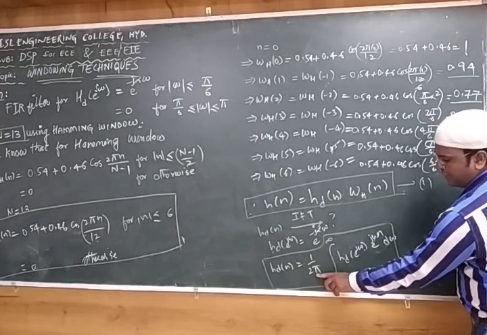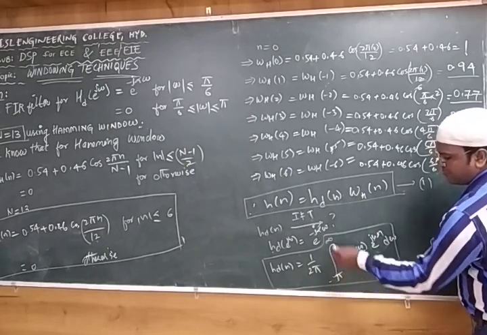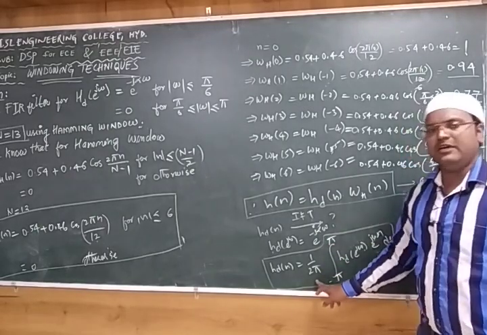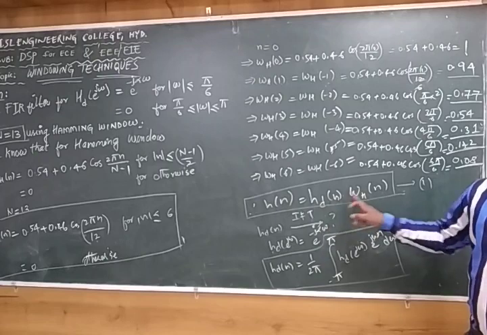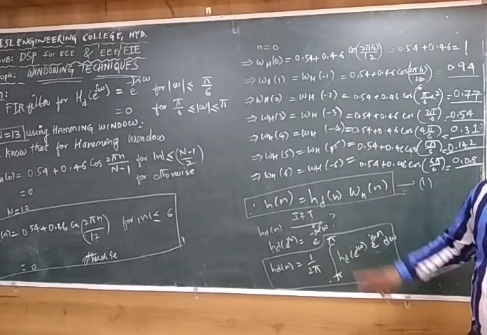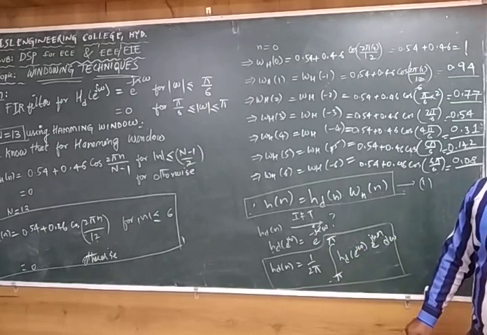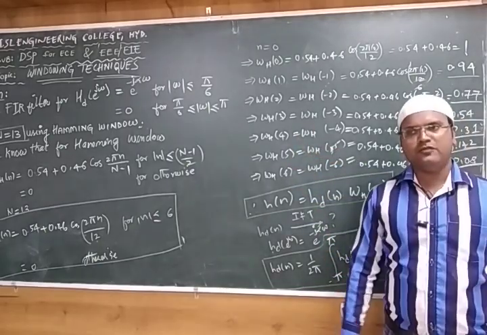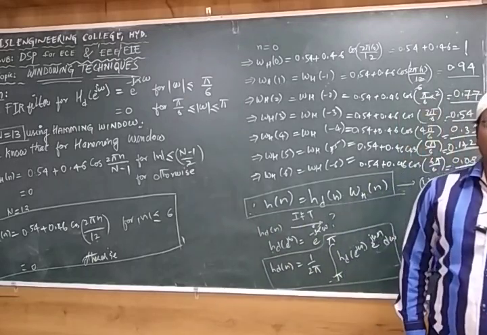So what are the limits we had? Pi, right. So we will write from minus pi to pi. We substitute in this formula and we will find h d of n. Since we already have the coefficients for the windowing functions, if you multiply these two values, you will get the coefficient of h of n. By substituting this h of n, we can find the filter coefficients for the given specifications.